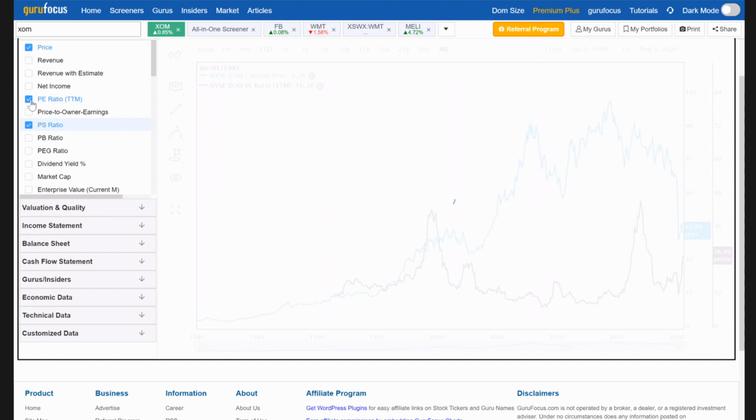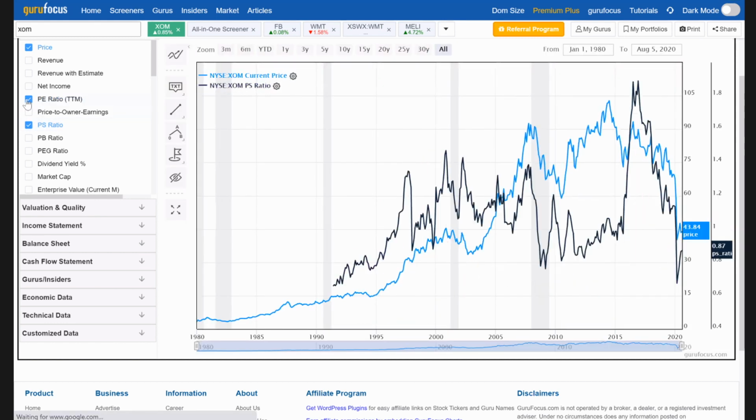If I show the PS ratio here, so you can see this black line. It's a PS ratio. The PS ratio actually gives you a false picture too. For instance, before 2015, the oil price was high, the PS ratio was low. You saw that stock price is cheap if you just look at the PS ratio. But then because oil price went down so much, the revenue declined and the PS ratio went up so much. So it gives you a false picture again, the PS ratio.